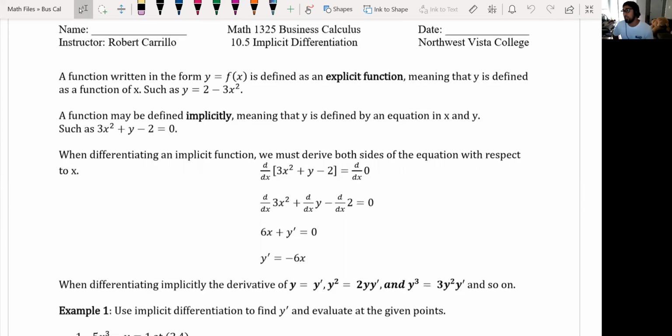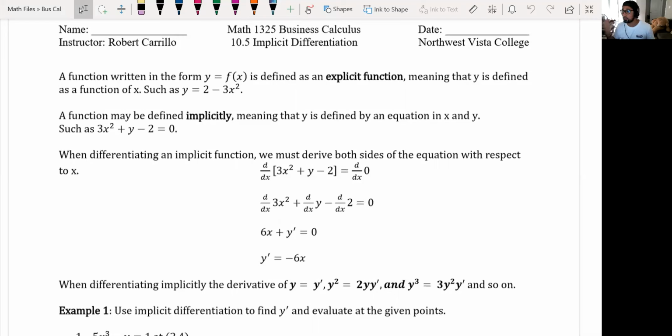Implicit differentiation says, hey, if you are given a complicated equation, there is no need to rearrange it, solve for y, and then take the derivative. Implicit differentiation says, just take the derivative as is, and then solve for the derivative y prime. So that's all it wants. You don't have to rearrange it.